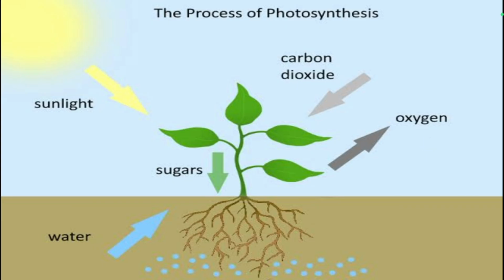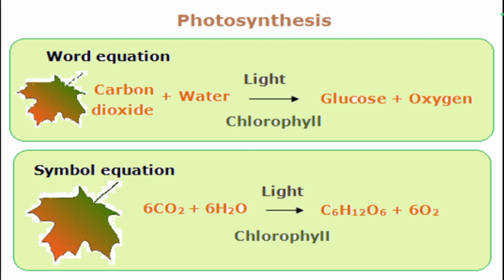Here is a diagram given for you for your better understanding. You can see sunlight is obtained from the sun, then carbon dioxide from the atmosphere, and water and minerals from the root. Now sugars are transported, and finally oxygen is the byproduct which is released into the atmosphere through the stomata. Then here is a word equation for photosynthesis. Again, you can refer to it. Carbon dioxide plus water in the presence of light, the solar energy, and chlorophyll. The formed products are glucose and oxygen.